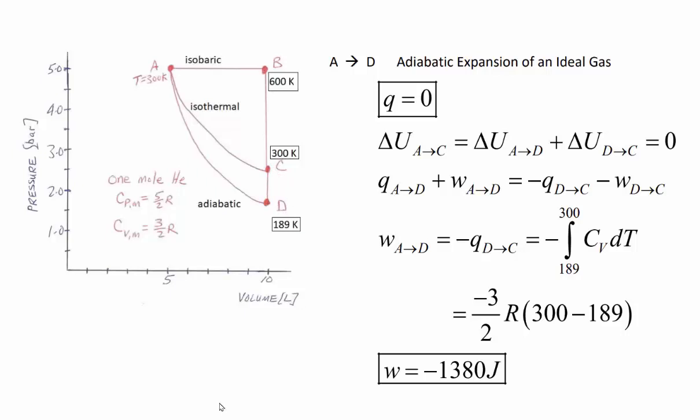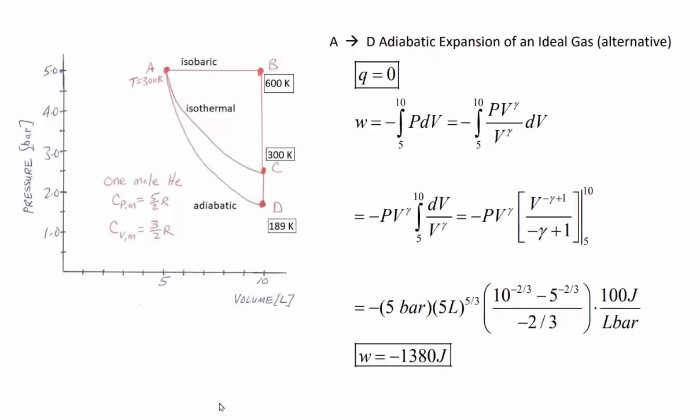Now suppose we wanted to do this by directly integrating PdV, because we ought to be able to do that, right? Work equals minus the integral of PdV. We ought to be able to use that formula to calculate work. And indeed we can. The only thing is, solving for that integral is not all that straightforward, because in that process, A going to D, pressure is changing, volume is changing, and temperature is changing. All three are changing. So there's nothing that comes out of the integral as a constant.